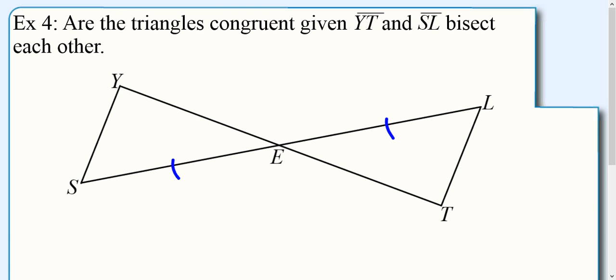And then we're going to do the same thing with the other one. If SL cuts YT in half, so here's YT, and it gets cut right there. It gets cut in half. That means these two sides are congruent. So in this bisect each other statement, we got a couple of congruent pieces. So that's what we're told. Then you look to see what else you know from the picture. And we just talked about vertical angles because right here we've got vertical angles.